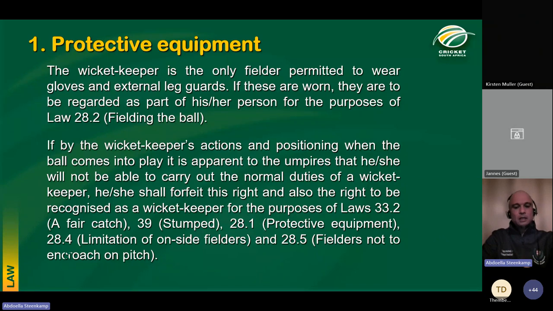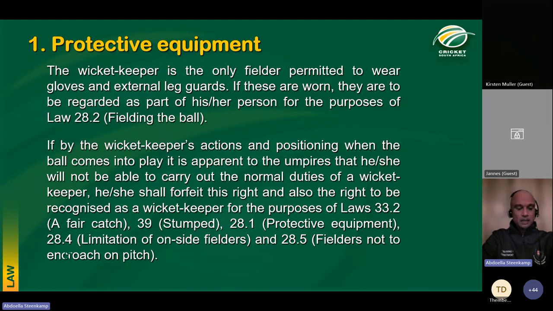I'll use an example of this. The bowler comes in to bowl and you see the keeper, let's say it's a medium pace bowler or even a fast bowler, but the keeper stands right on the boundary, 80 meters behind the stumps. Would you say that is a keeper? The law tells us no. Due to the positioning of the keeper, that is not seen as a keeper. Now that keeper forfeits the rights to be seen as a keeper.